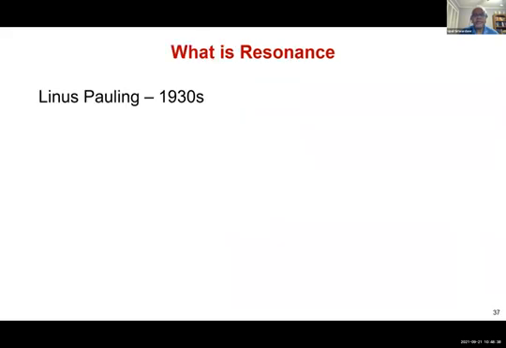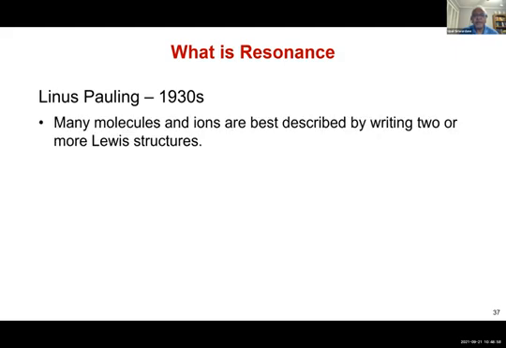Resonance was suggested by Linus Pauling in the 1930s. Linus Pauling is the one who came up with electronegativities. He's the American chemist who won 4 Nobel Prizes. He's a pretty smart person. Many molecules and ions are best described by writing 2 or more Lewis structures. That's the resonance.